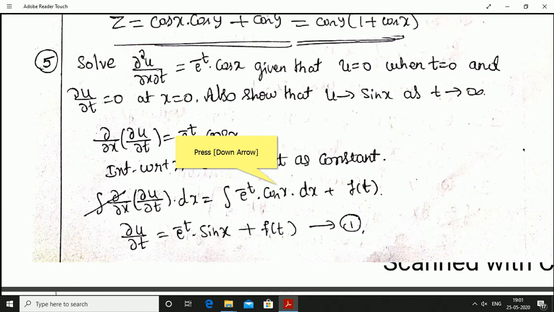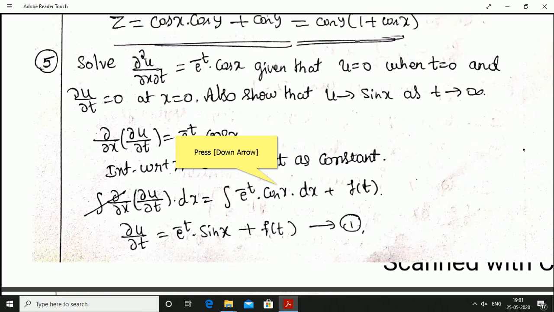Okay. First problem, solve del square u by del x del t is equal to e power minus t into cos x. Given that u equal to 0 when t equal to 0 and del u by del t equal to 0 at x is equal to 0. Also show that u tends to sin x as t tends to infinity. Okay, this is the non-homogeneous partial differential equation. We are solving this non-homogeneous partial differential equation by direct integration.